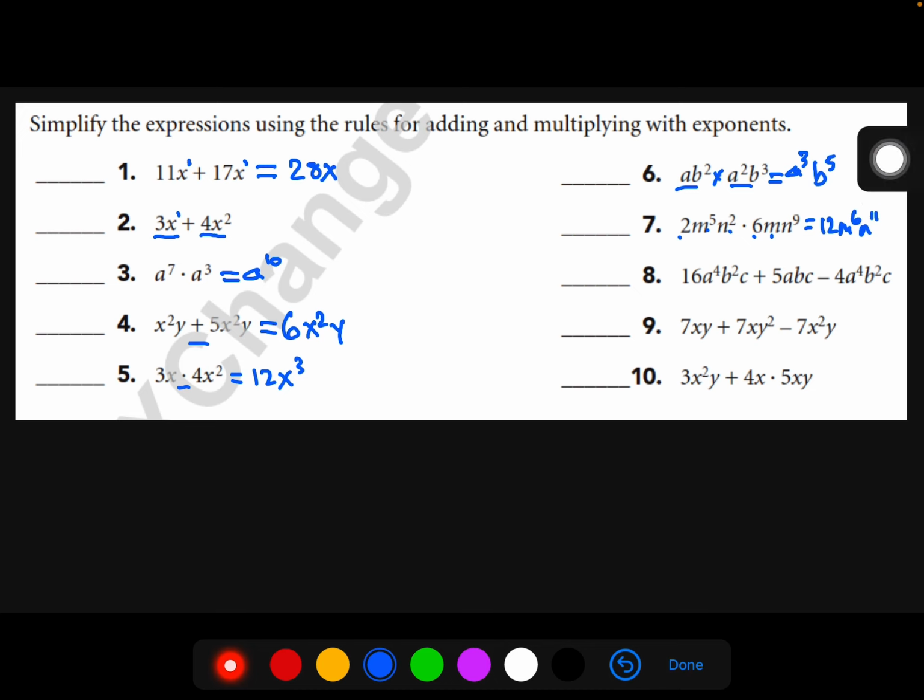Next one, we are adding and subtracting, and so we can only combine like terms. We've got a to the 4th, b squared, c, and this one and that one, so we can combine those, and we get 16 minus 4 is 12. A to the 4th. B squared c. That's plus 5abc.